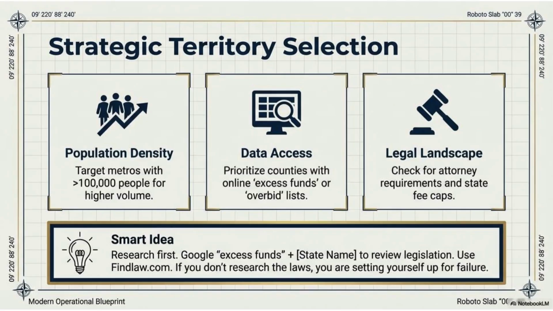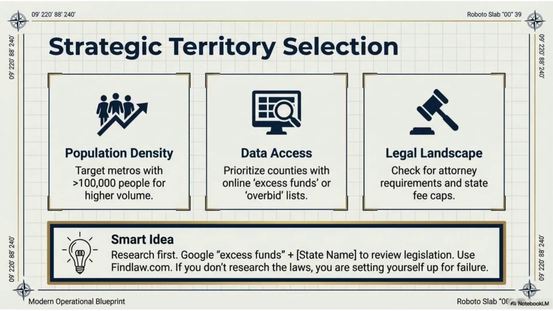Not all markets are created equal for this business. Your territory selection can make or break your success. So let's focus on 3 critical criteria. First, population density. Target metropolitan areas with over 100,000 people. Higher population equals higher volume of tax sales and surplus funds. Second, data access. Prioritize counties that publish online excess funds lists or overbid lists. If you can't easily access the data, you'll waste valuable time on manual research.